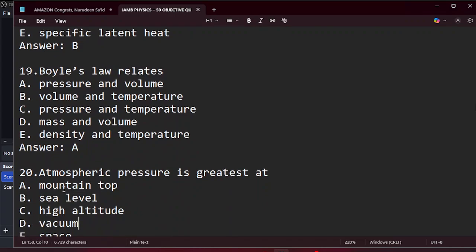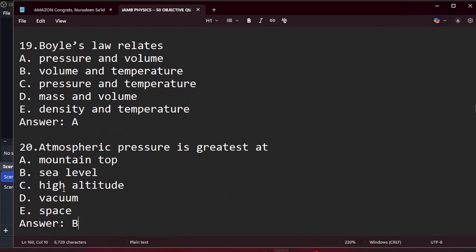Question number 19. Boyle's law relates A. Pressure and volume. B. Volume and pressure. C. Pressure and temperature. D. Mass and volume. E. Density and temperature. The answer is A, which is pressure and volume.